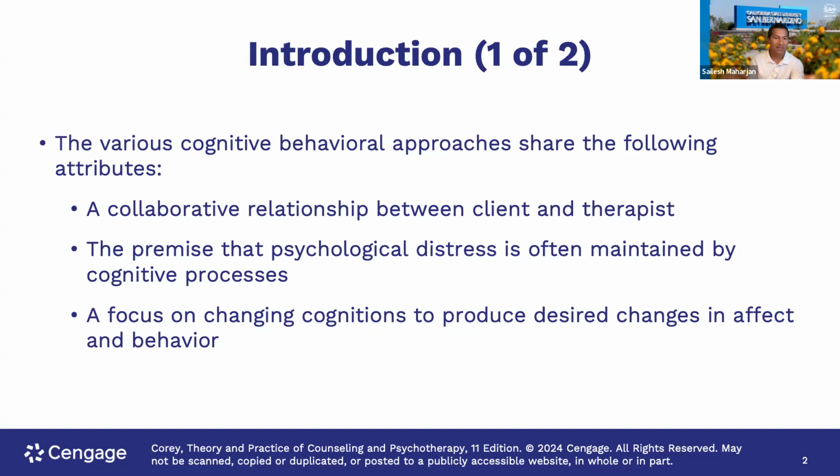All share the premise that psychological distress is largely maintained by cognitive processes, meaning that how we interpret and think about events has more to do with our suffering than the events themselves. This is not a claim that thought is the only cause of distress or that real-world problems don't matter. It's a claim that our interpretations, beliefs, and self-statements are a powerful lever of change. All aim to change cognitions, thoughts, beliefs, assumptions, and core schemas as the primary path to changing emotions and behavior.